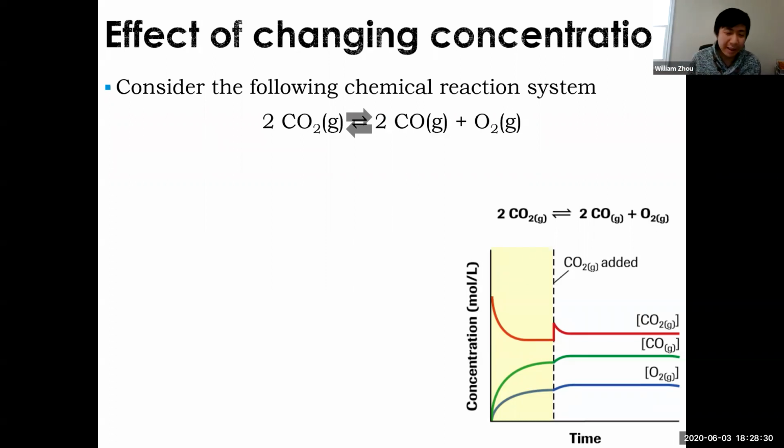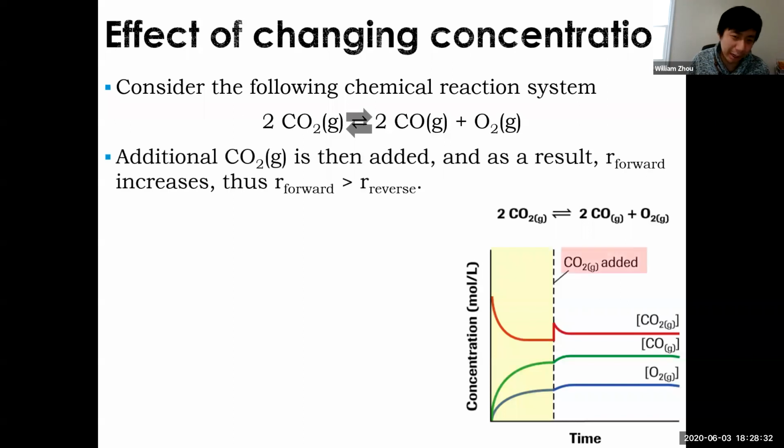Cool. And then I disturb the system. How? I add more CO2. And if you look at the graph, that dashed vertical line is when I added the CO2. Notice that the red graph spiked a little bit. That spike is the result of the addition of more CO2. So now you're not at equilibrium anymore. You changed the system.